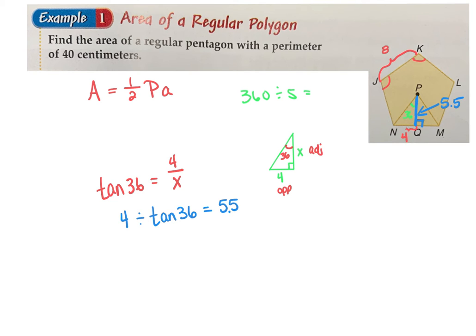5.5. All right. So now I have my perimeter that was given to me. I have my apothem, 5.5. I have everything I need to plug this in and solve for my area. So my area is going to be 1/2 my perimeter times my apothem. All right, which is going to be 110.